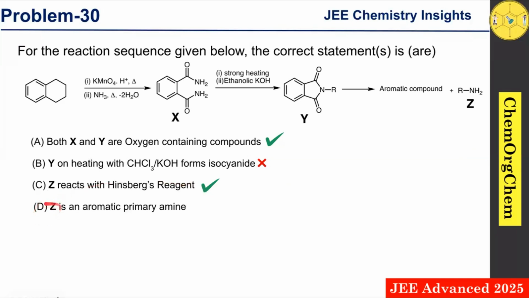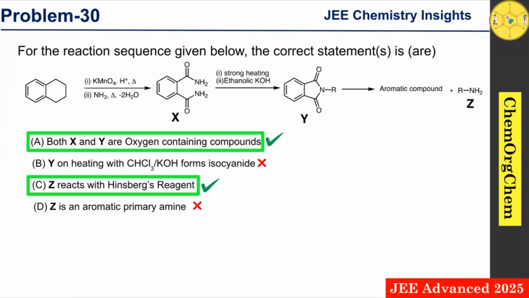Let's move to our final statement, which states that Z is an aromatic primary amine. Now look closely at our question. They have already defined here the aromatic compound plus this amine. So definitely this statement is a wrong statement. Therefore, as per our discussion, among the four options, the correct options for this question are option A and option C.